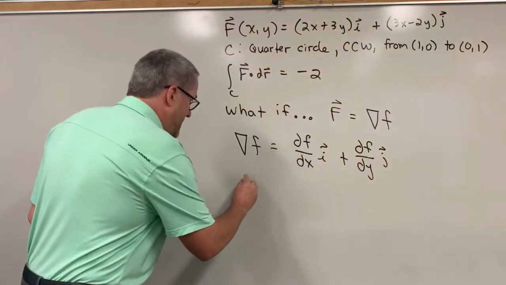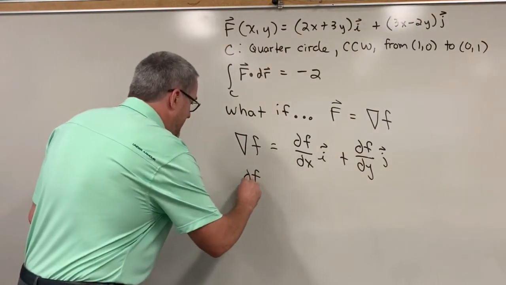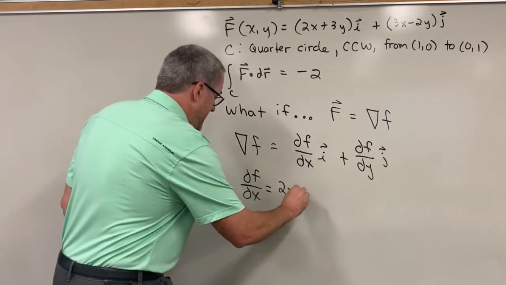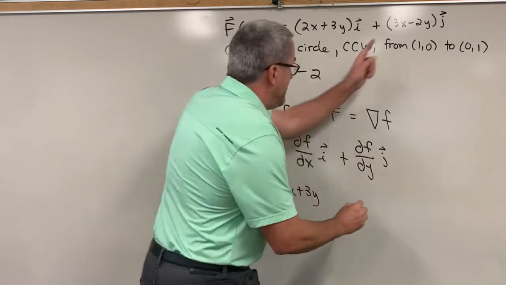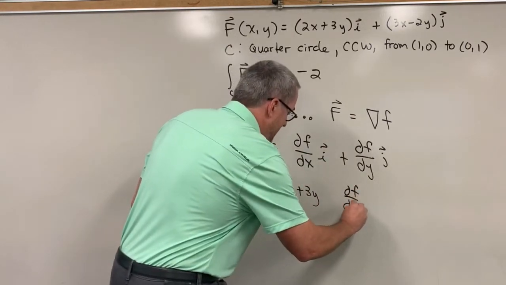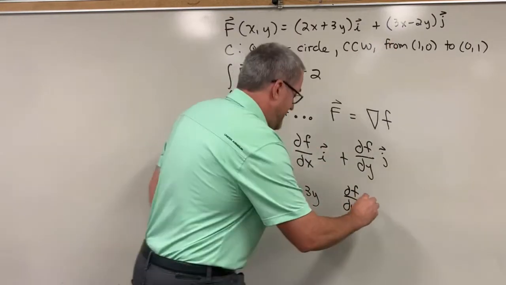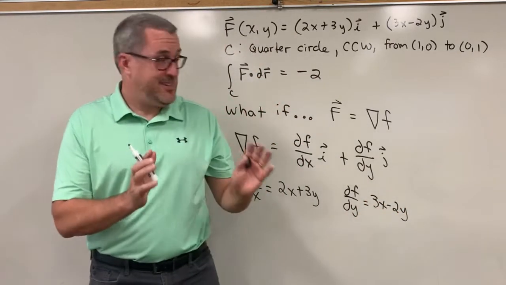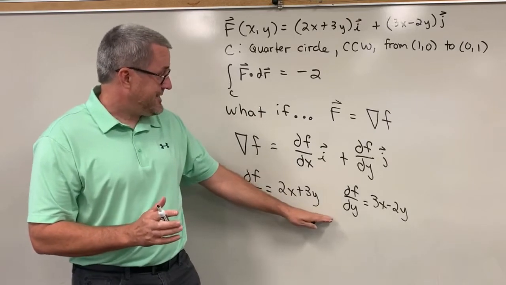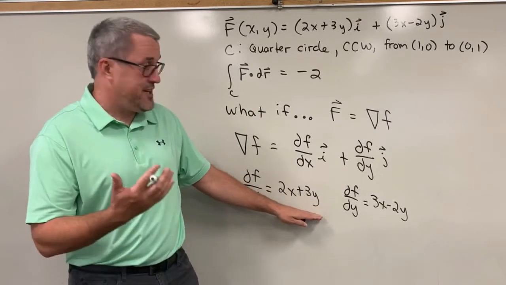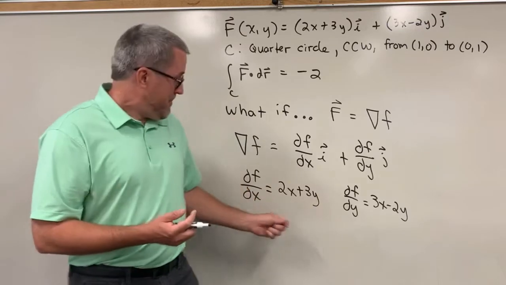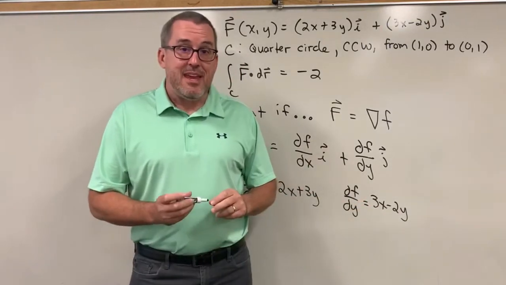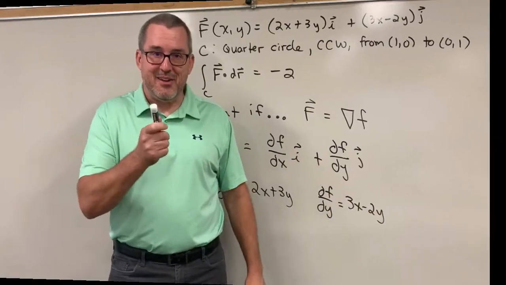So let me just record what I just said. What if df/dx was 2x plus 3y? And what if df/dy was 3x minus 2y? Now, we're going to explore this and see if this is the case. If there is a function f such that its partial derivatives are as we've recorded here, what might that mean in terms of computing the line integral?